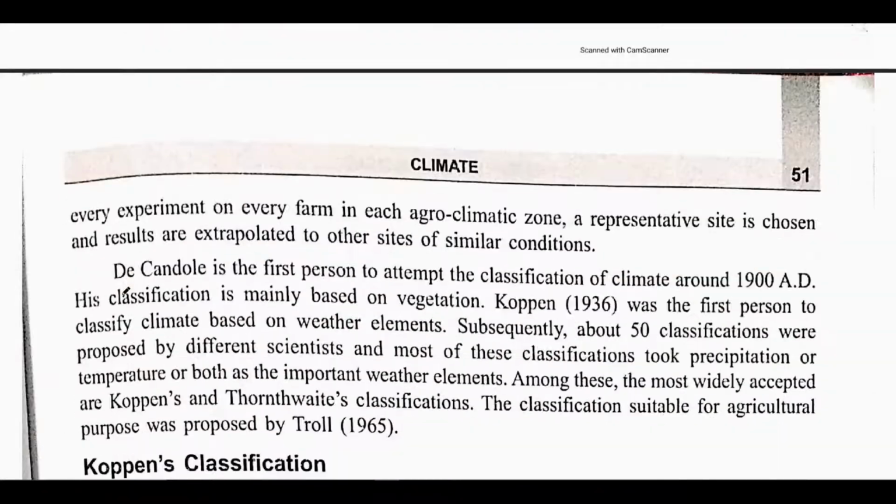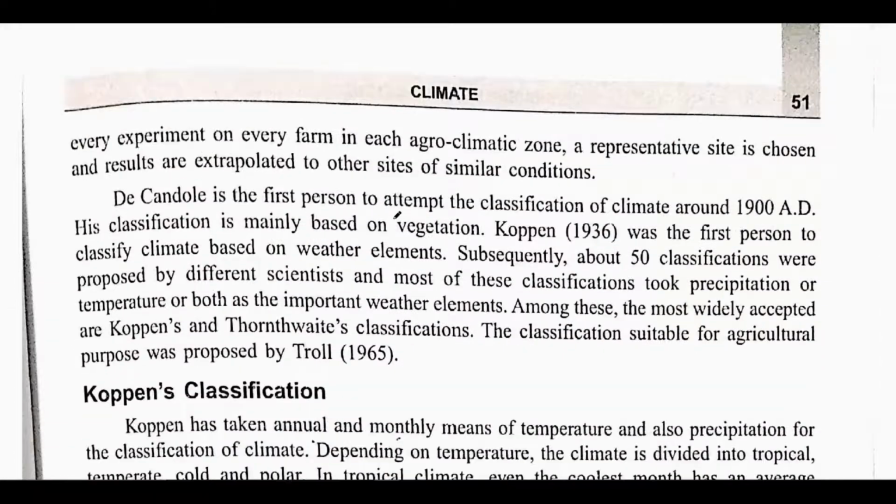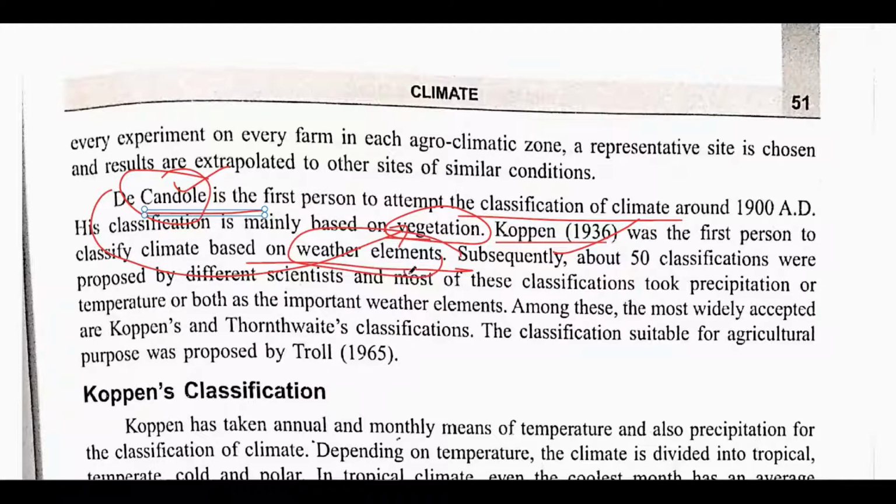Classification of climate. This is a very important part from the climate chapter, that is classification of climate. Basically, de Candolle was the first person to attempt the classification of climate that was based on vegetation. See, this is important, and who classified climate for the first time, the answer is de Candolle, and the basis of his classification was vegetation. The other person was Köppen. He was the first person to classify climate based on weather elements. So do remember who classified based on vegetation, and the other is weather elements.